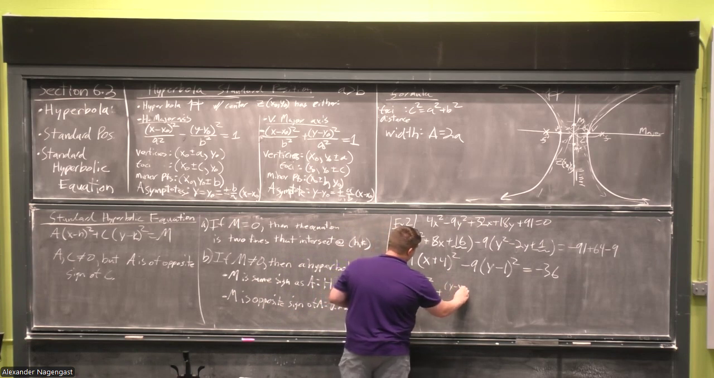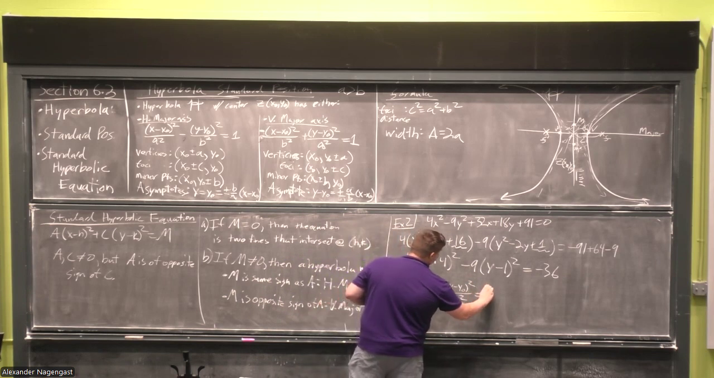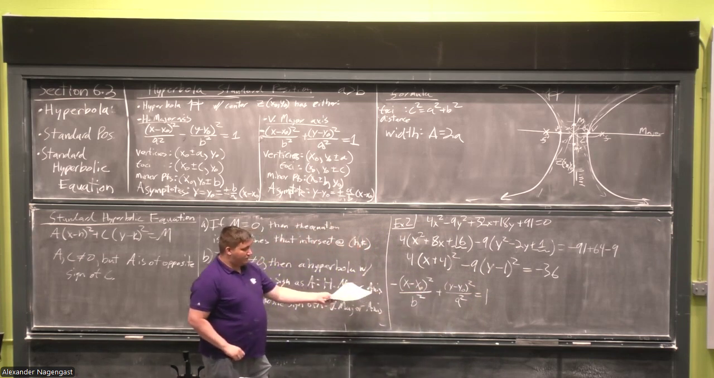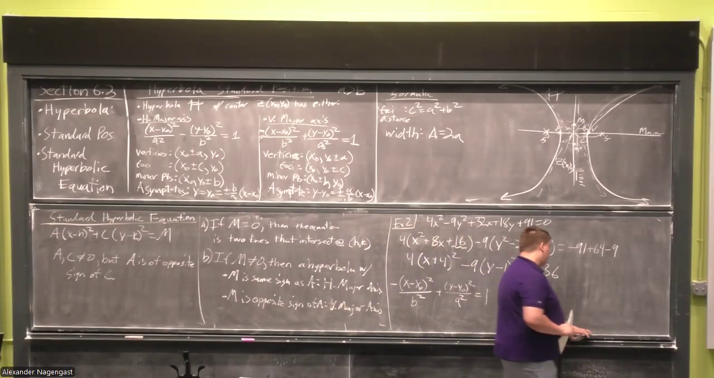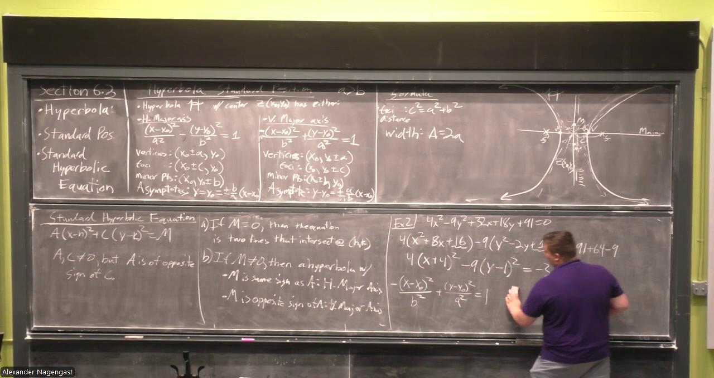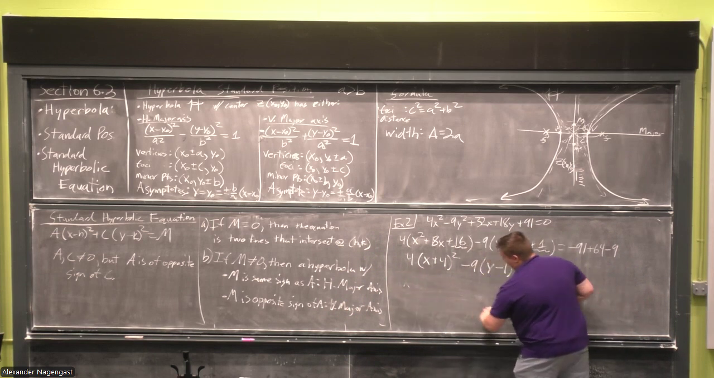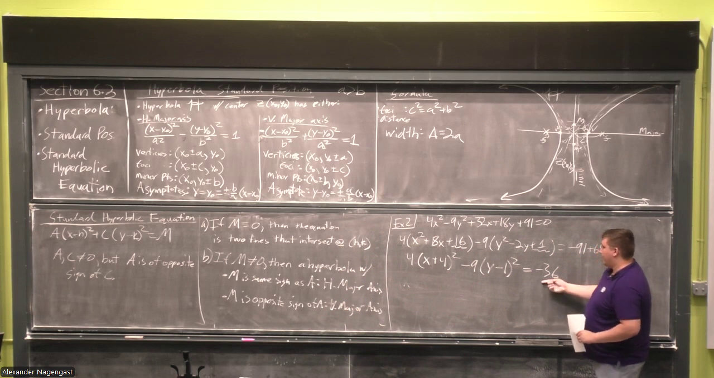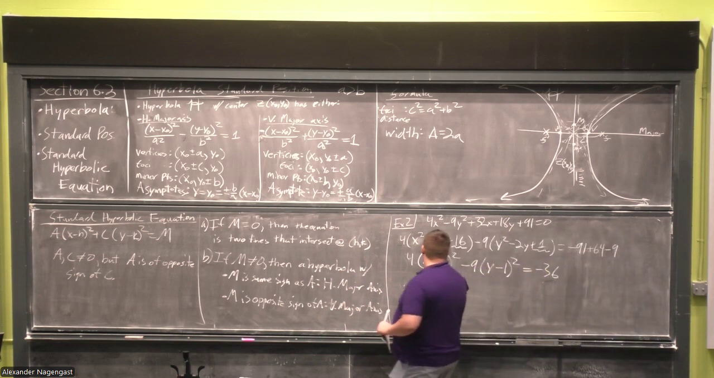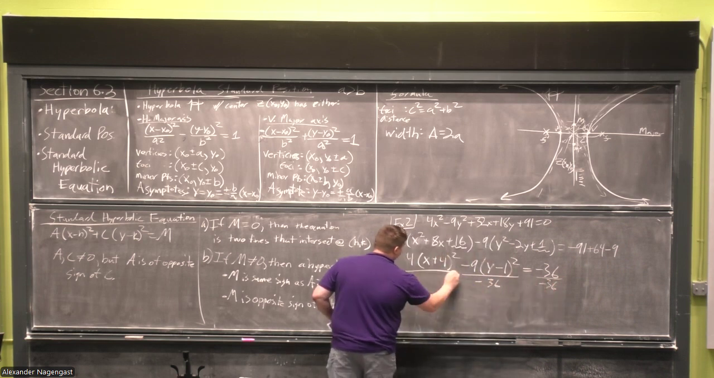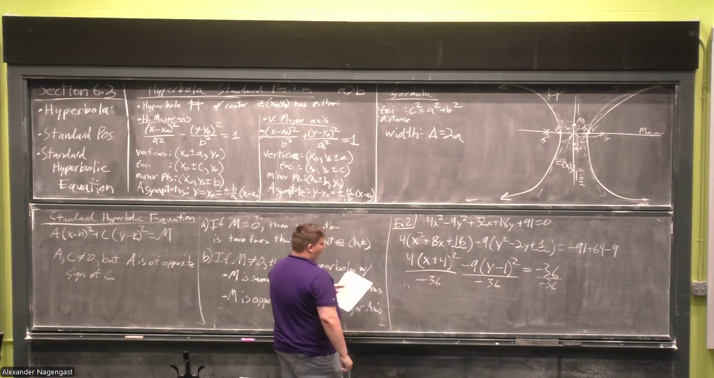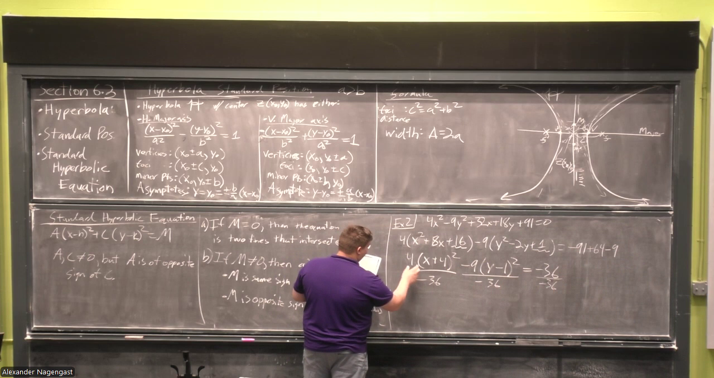(y minus y naught) squared. I didn't need to actually do this. I want to obtain this sort of form. So let me just divide by negative 36. That's the target direction we're going. So when I divide by negative 36, divide by negative 36, divide by negative 36, and we have this 4 divided by 36, we can reduce that to 9.